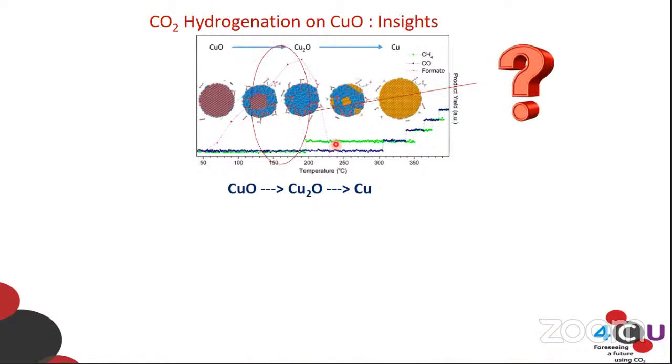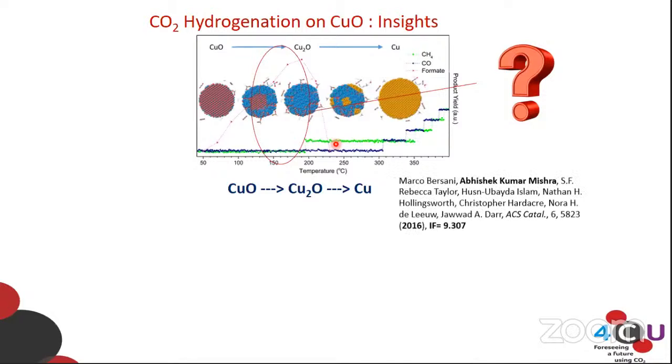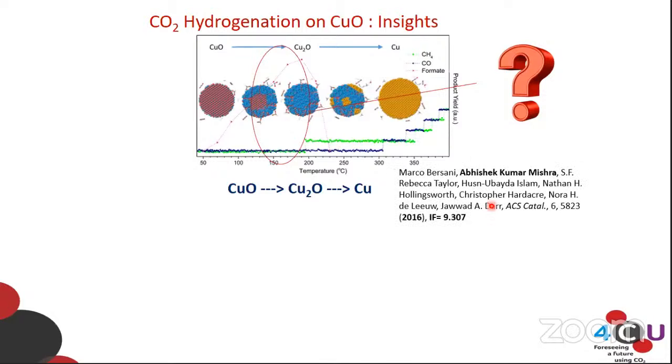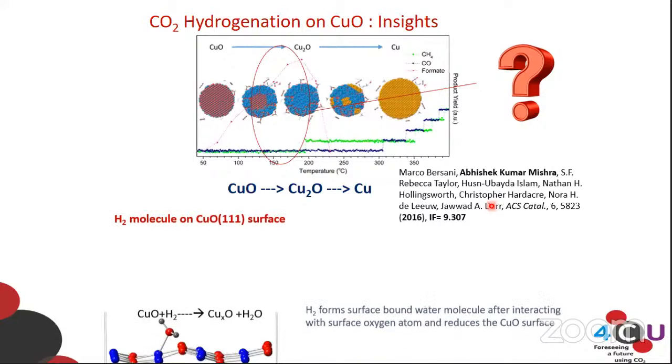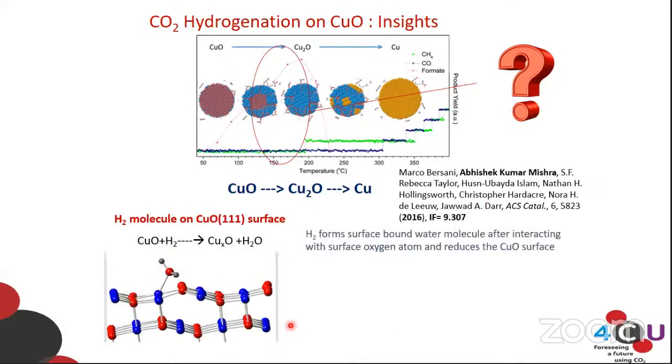So this was a puzzle at the experimental end. They were not able to identify what's happening and why we are getting the formate here. This we finally published in ACS Catalysis in 2016 with the help of simulations. I looked at the pure CuO surfaces and hydrogen, and found that as soon as the hydrogen comes in contact with this surface, the surface reduces into Cu2O, and then finally after some time when you put in more and more hydrogen, it will convert into copper.